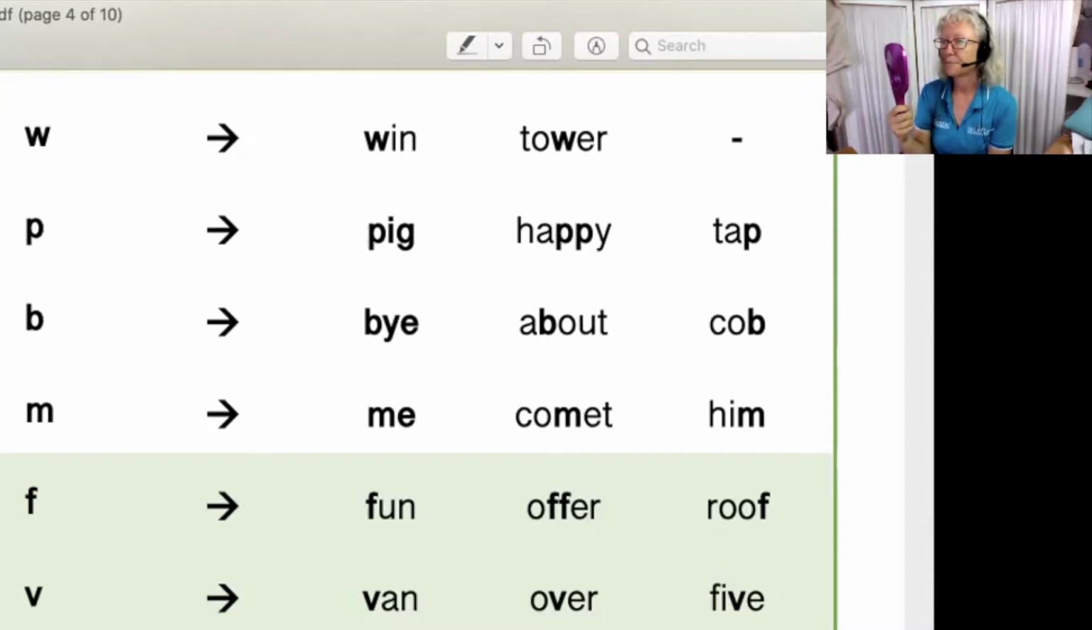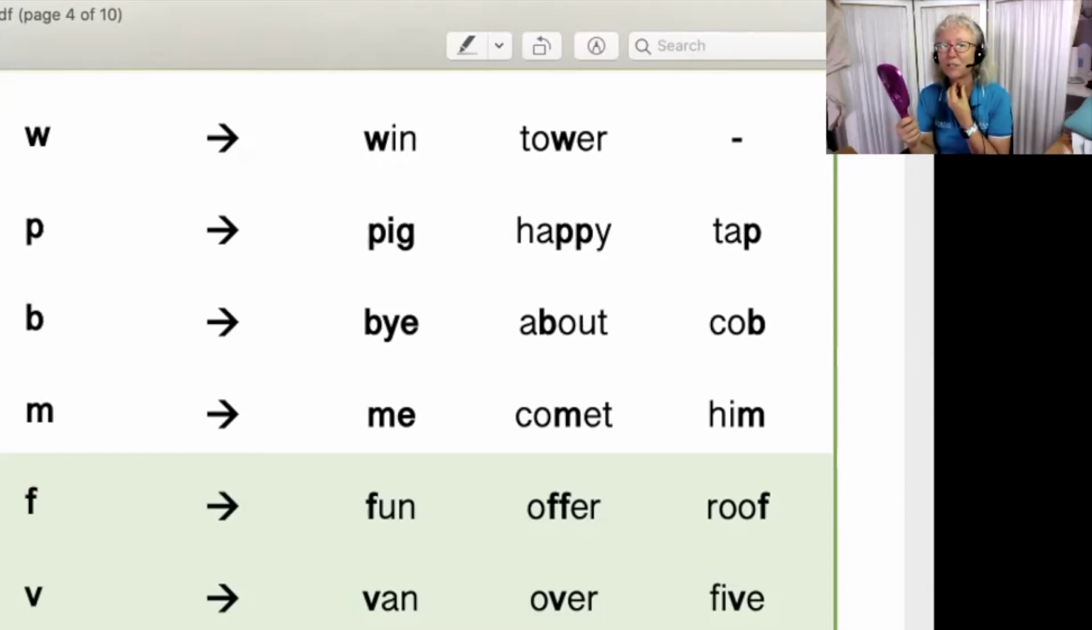Now, b. By. I can see that p and b are both at the same spot, but the difference is the voicing. P, b, p, b. Can you try doing it?